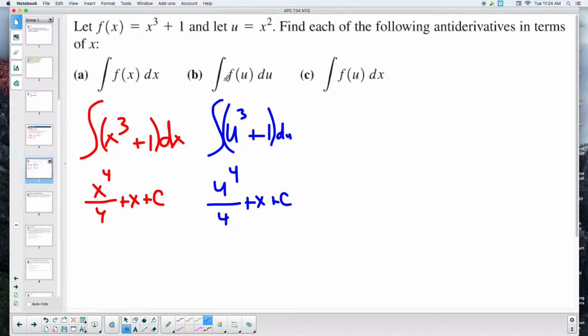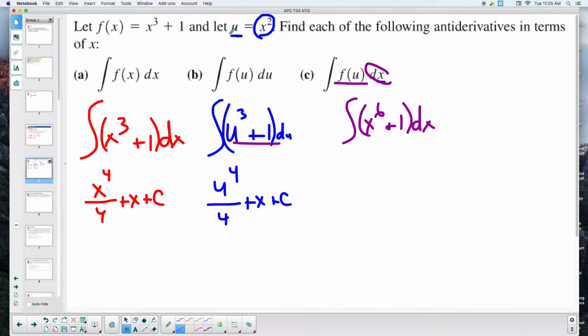And finally, f of u dx. Well, f of u is u cubed plus 1, but we want to do it in terms of x, so we need to put u equals x cubed in there. What we get is f of u in terms of x: x cubed cubed is x to the 9th plus 1 dx. So you're just paying attention to what letter they want you to take it to be in terms of. Our function is f of u, but we want it in terms of x, so we use this formula to get it in terms of x. And then we power up, divide, plus x plus c. And so we're going to use this substitution to make some of these antiderivatives a bit easier.